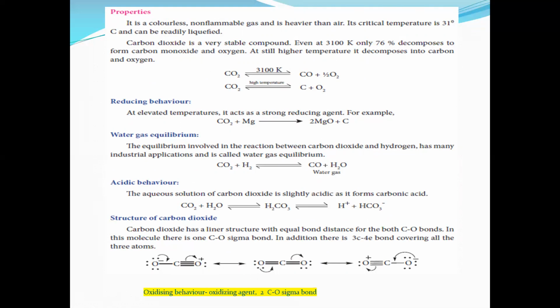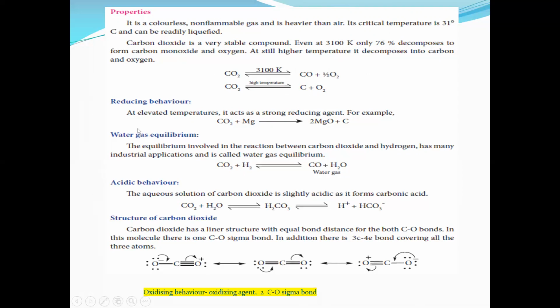Carbon dioxide is a very stable compound even at 3100 Kelvin. Only 76% decomposes to form carbon monoxide and oxygen. At still higher temperature, it decomposes into carbon and oxygen. So carbon dioxide decomposes into carbon monoxide and oxygen, and again at high temperature, carbon dioxide decomposes into carbon and oxygen.